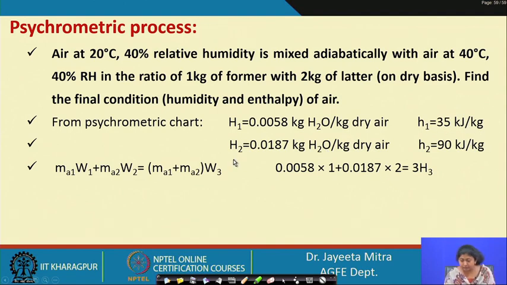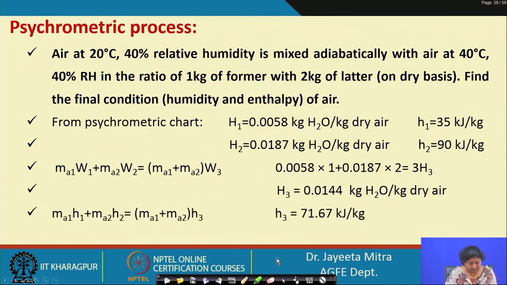Similarly, for condition 2, 40 degree Celsius and 40% RH, we find the corresponding specific humidity and the enthalpy. Then we will use this equation to solve for the humidity of the final stream, and also we will use this equation, the mass times enthalpy balance. That will give us the enthalpy of the stream after mixing.